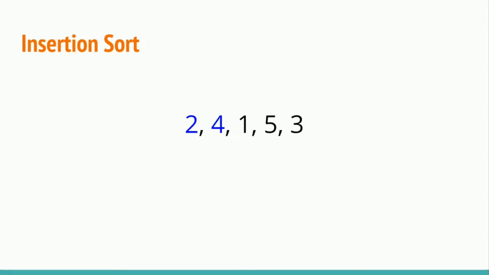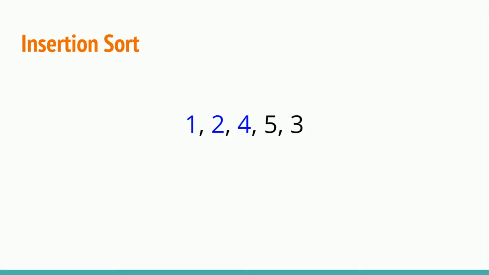Then we compare 4 and 1. 1 is also less than 4, so we swap places of those two as well. And finally, we compare 1 and 2. 1 is less than 2, so we swap those two elements. So now 1, 2, and 4 are all sorted.